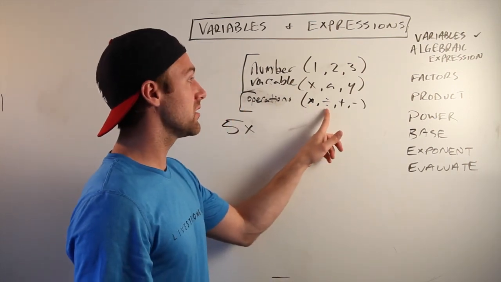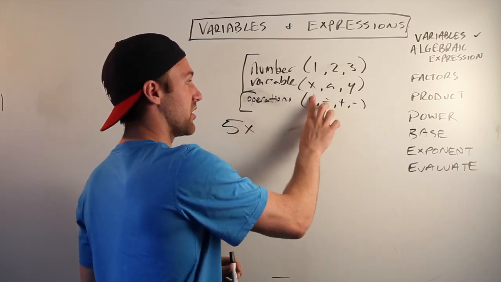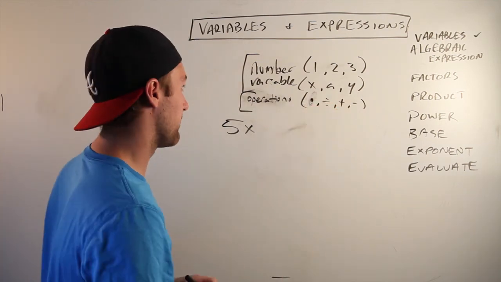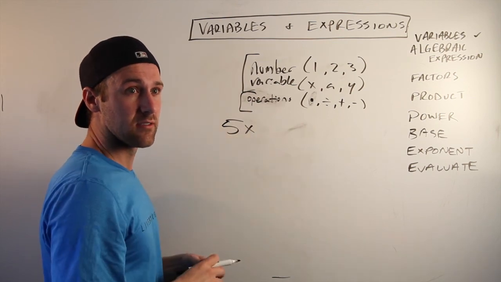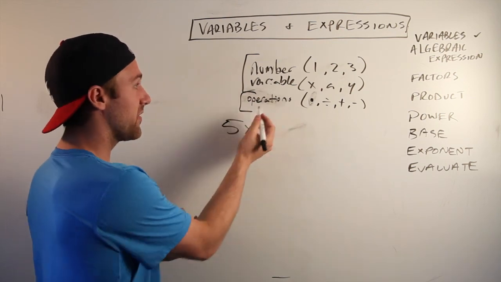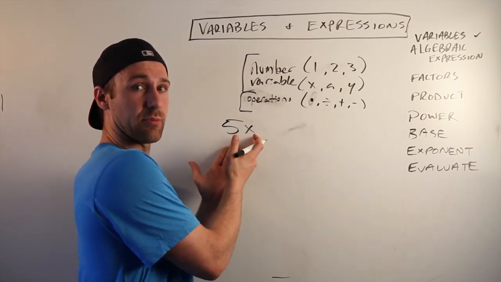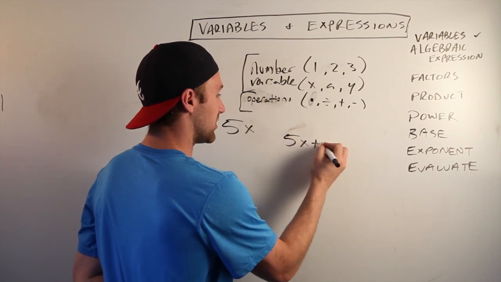We got multiplication, division, addition, and subtraction. I guess this should be a dot for multiplication so you don't get it confused with x, because we're not in 3rd grade, so we put dots for multiplication, okay? So, what's happening between this 5 and this x? They're being multiplied. Therefore, that's your operation, okay? So, this here is an algebraic expression. So, now let's do 5x plus 2.